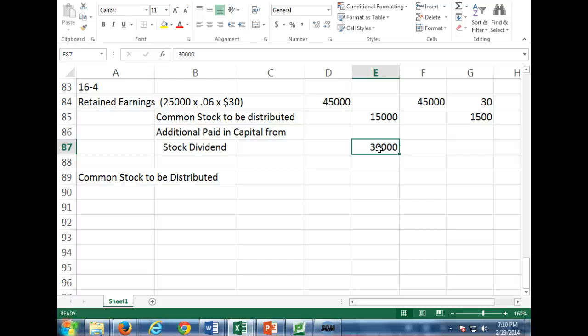Okay, so common stock to be distributed is 15,000 shares.